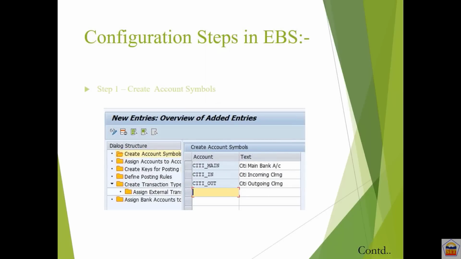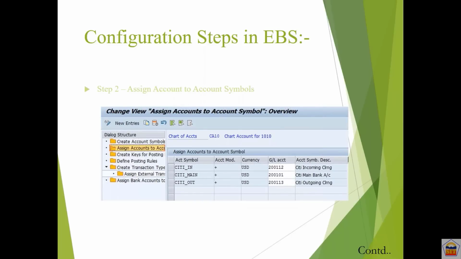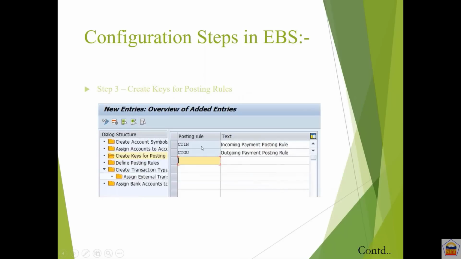Now, this is just an example where we have created the account symbols. We have maintained three account symbols: main, incoming clearing account, and outgoing clearing account. With these we have assigned the GL accounts. You can see these are the account symbols we have maintained, and these are the GLs we are going to assign. Then we have given the codes for the posting rule, and for these posting rules we'll be giving the information under define posting rule.